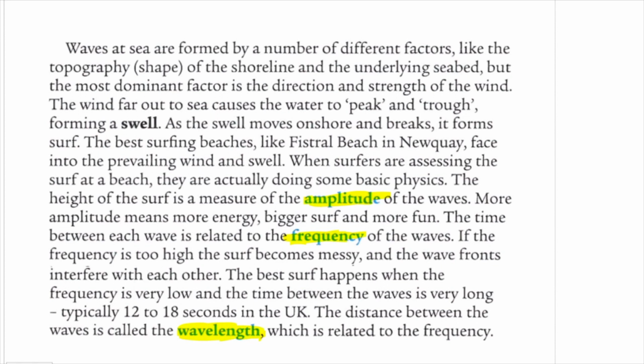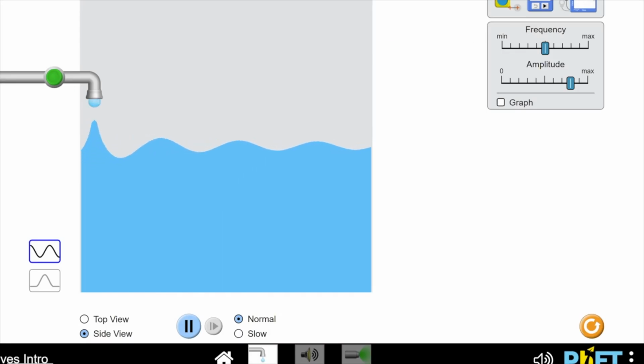What I'd like to do now is give you an explanation of amplitude, frequency and wavelength by just looking at a wave. Okay, this is a piece of software you can find on the internet, PHET Colorado, if you're interested. Just Google that in and you can play around with this. It allows you just to pause, for example, so I just paused it there and play. And this little green button allows you to turn the dripping of the tap on and off.